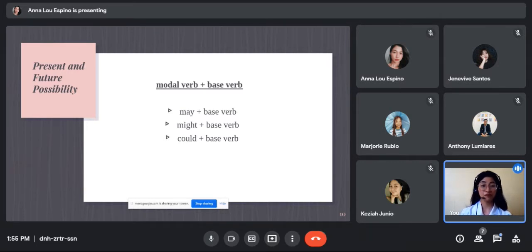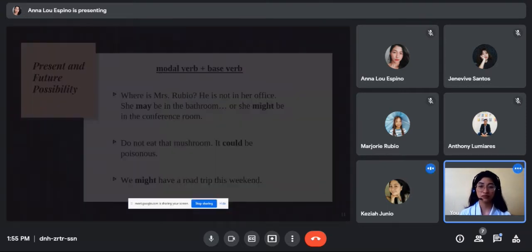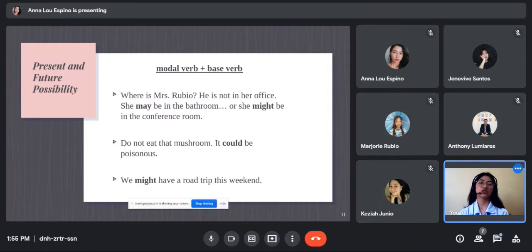Okay, so for example, may is the modal used. It should always be followed by the present form of the verb, as well as with might and could. May or might or could should always be followed by the base verb. Okay, take note of that. Next. Okay, very good. So I have your example using the pattern that I gave you. So for present and future possibility, who wants to read sentence number one?